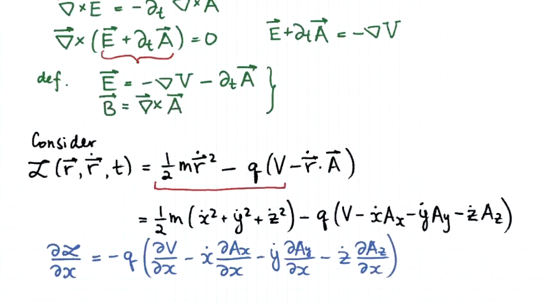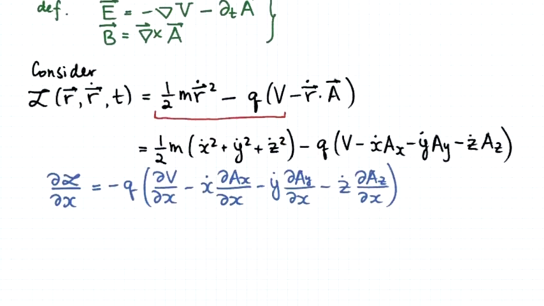So this will go to the left-hand side of the Lagrange equation. Let's find partial derivative of Lagrangian with respect to x dot. So here we get from the first term, kinetic energy, m times x dot. And from the second term, the only term that survives is going to be this guy here. So it's going to be charge times A sub x.